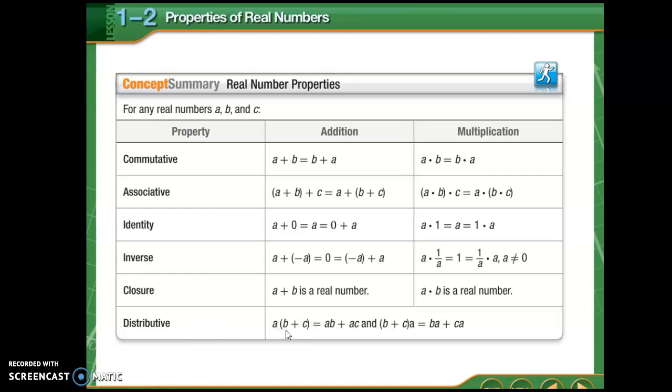Alright, last is distributive, a very important property in algebra. So what do you do here? All you need to do is distribute the number outside the parentheses to each number inside the parentheses. So the operation sign here when you distribute is multiplication. So A times B, so you got AB, A times C, so plus AC. The same thing if you're going to put the A after the parentheses. So those are the real number properties.